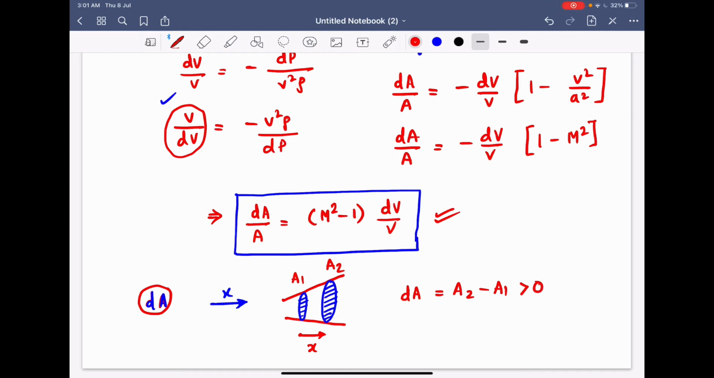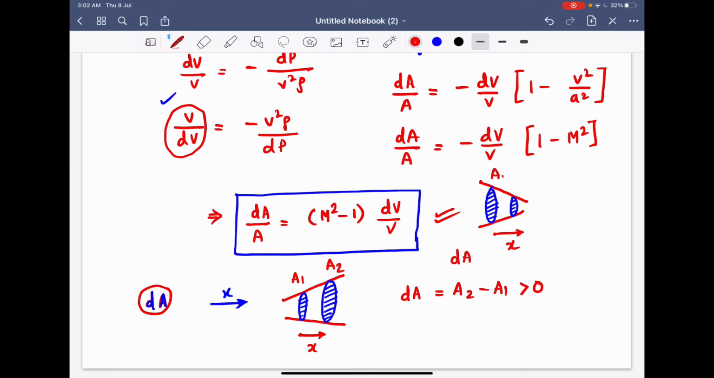For a convergent duct, I'm just making some space over here. Suppose this was your original area. Now I'm going forward in this direction x. Is the area increasing or decreasing? The area is decreasing, right? So as we go forward, what is happening? What is the value of dA?